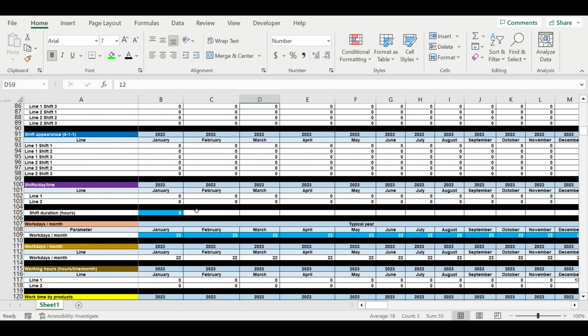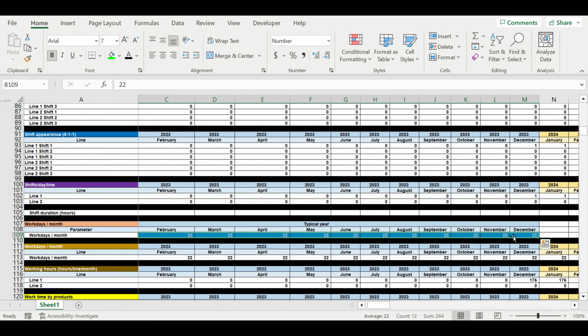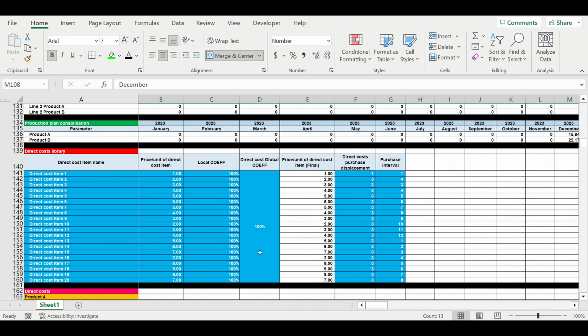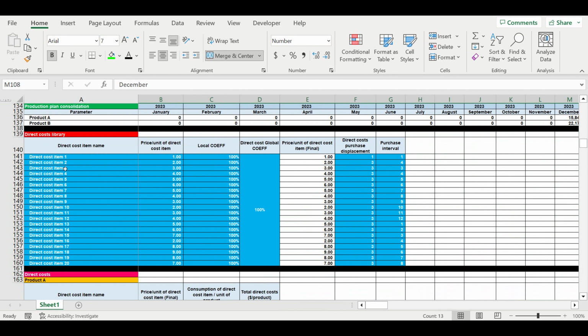Then we specify how many hours we have in one shift. Further, we specify how many work days we have in each month inside the typical year. So this is the typical year. Then we move to raw materials, direct costs. Here we have the library of raw materials, where we can specify the price for 1 unit of raw material.